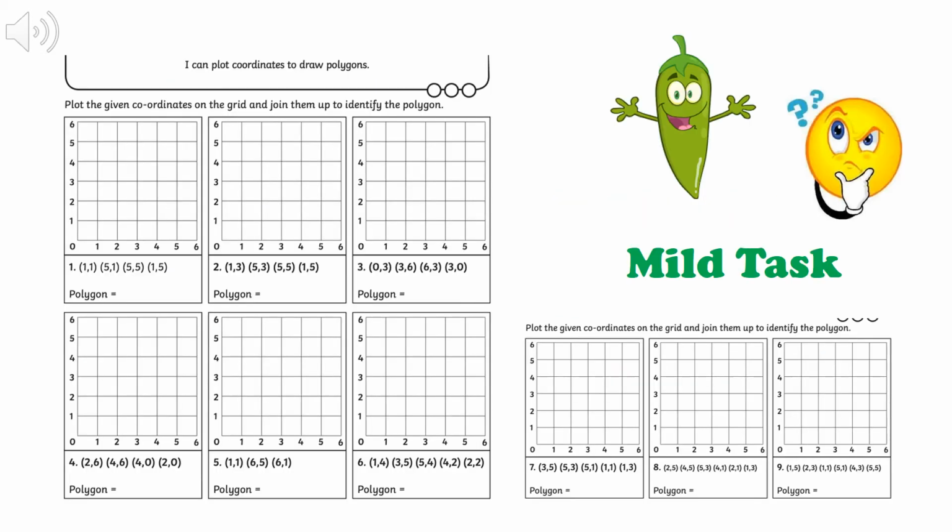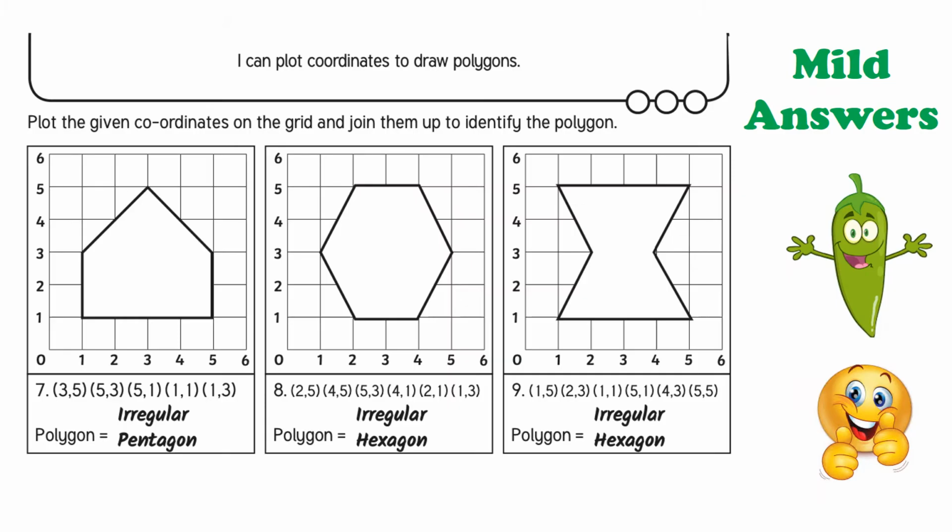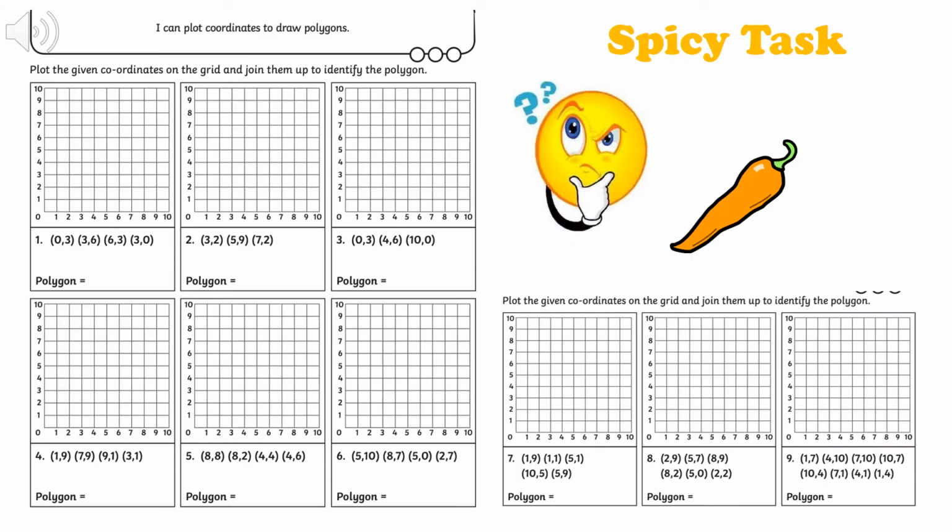This is the mild task for today. What you need to do is look at the given coordinates, plot them on the grid, and then write the name of the polygon that you have created. The answers will follow. On the screen in front of you, you will see the spicy task for today. You need to plot the coordinates on the grid, join them together to identify a polygon, and then you need to write the name of the polygon.